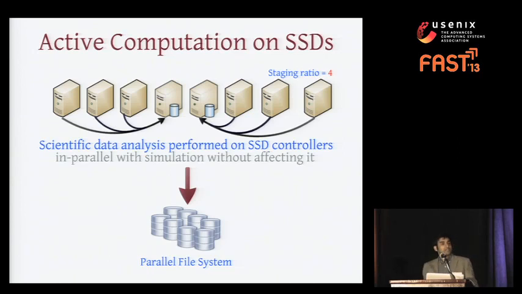One term which I will be using frequently, and will revisit again, is staging ratio. Staging ratio here is 4. Staging ratio simply means how many compute nodes go to one SSD. Here you can see 4 of them actually go to one. So it's 4:1, and that's why the staging ratio is just 4.